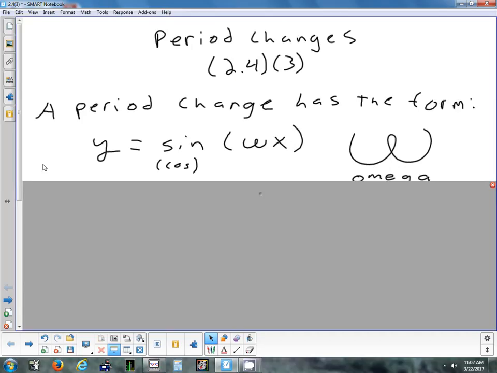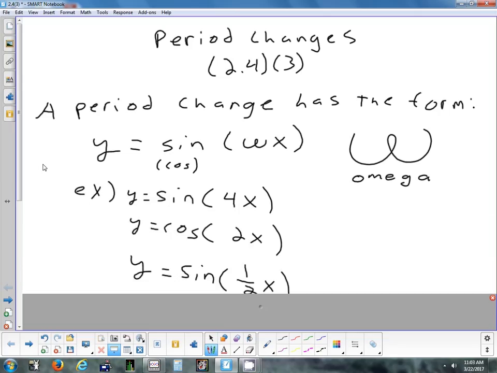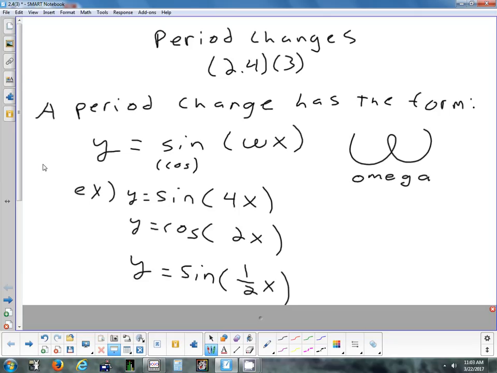And we're just going to start out right away with what the equation looks like. And I'm using the same letter your textbook does. They use this letter. It kind of looks like a W. It's a Greek letter, omega. But the point is, if you put something in front of the x, and you multiply, that's what a period change looks like. And it can be sine or cosine. The only difference is what table that you start with that I gave you back on Monday. These are all examples of period changes.